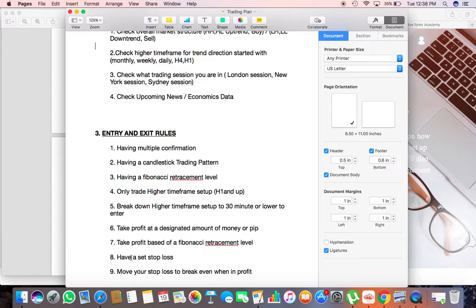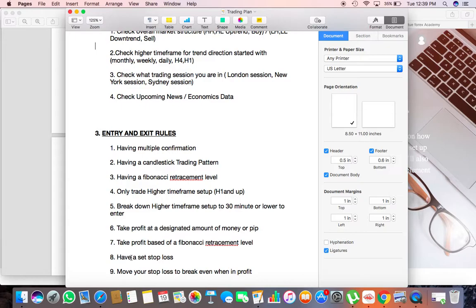And it's up to you if you want to take profit now or let the trade ride to make more money, or because you already have a set take profit goal. And make sure you take profit based on Fibonacci levels. If you already have a designated amount of pips or money that you want to take profit of, this is not that important. You can just use this.